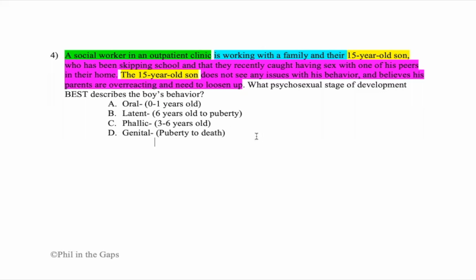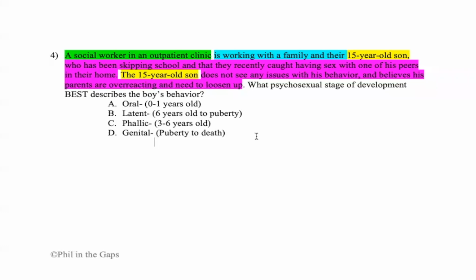So, quick review. Social worker, outpatient clinic. That's who we are, where we're at, working with the family and the 15-year-old son. 15-year-old son is the primary focus because he's been skipping school and recently was caught having sex with one of his peers in the family home. 15-year-old son does not see any issues with his behavior and believes his parents are overreacting and they just need to loosen up. So keep all that in mind as we go through each answer choice.